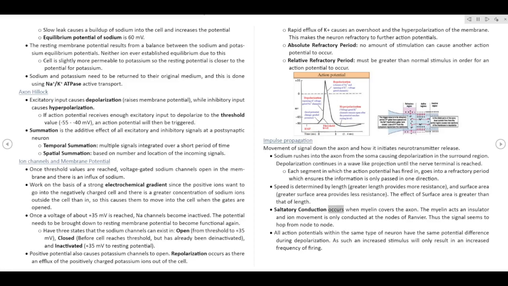Saltatory conduction occurs when myelin covers the axon. The myelin acts as an insulator and ion movement is only conducted at the nodes of Ranvier. Thus the signal seems to hop from node to node. All action potentials within the same type of neuron have the same potential difference during depolarization. As such, an increased stimulus will only result in an increased frequency of firing.